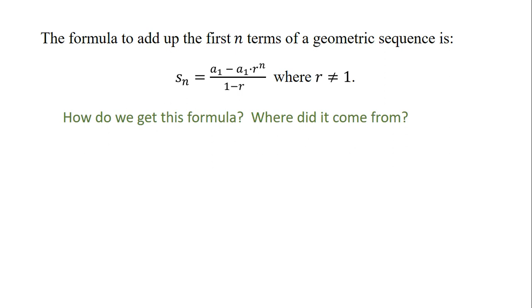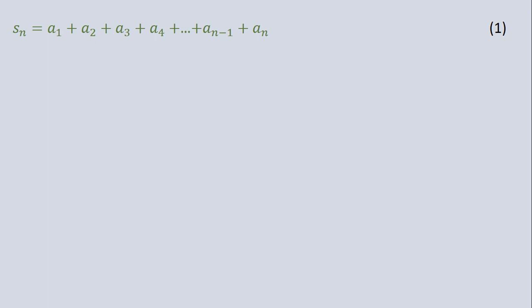So how do we get this formula? Where did it come from? Well, first of all, S sub n is simply the sum of the first n terms in any sequence. It could be arithmetic, geometric, or anything else for that matter. So S sub n would be a sub 1 plus a sub 2 plus a sub 3 all the way up to a sub n. We'll call that equation 1.